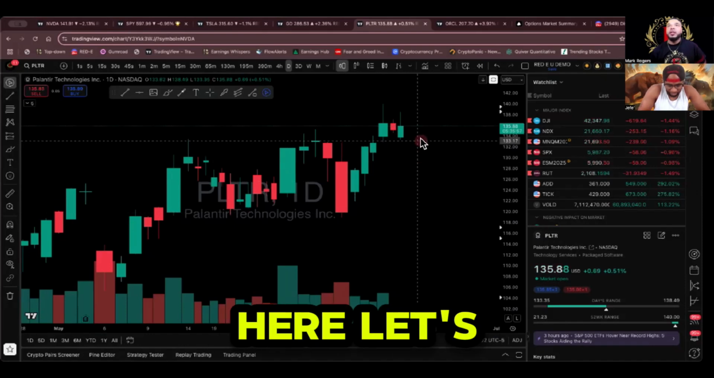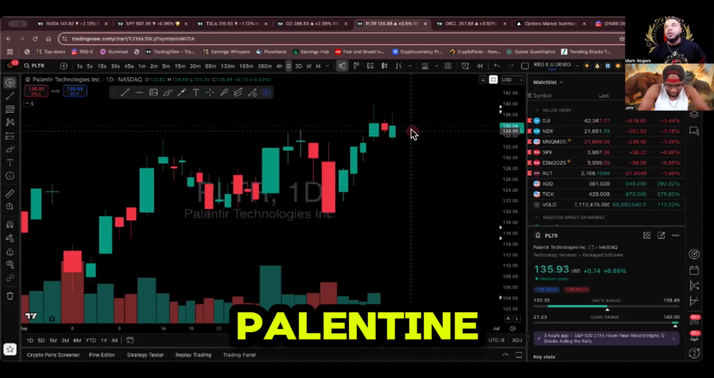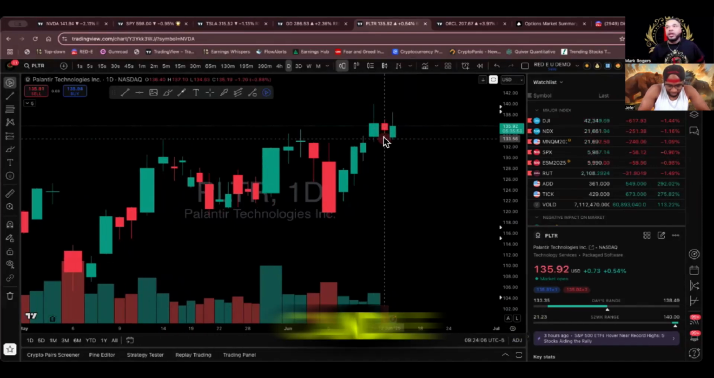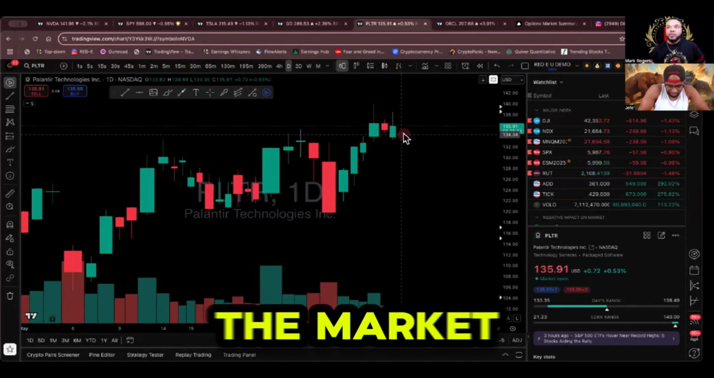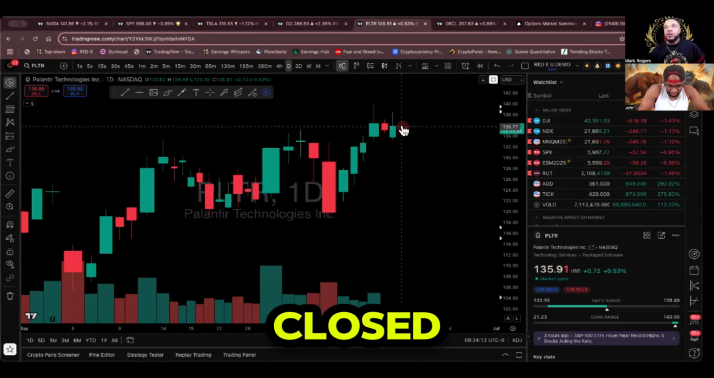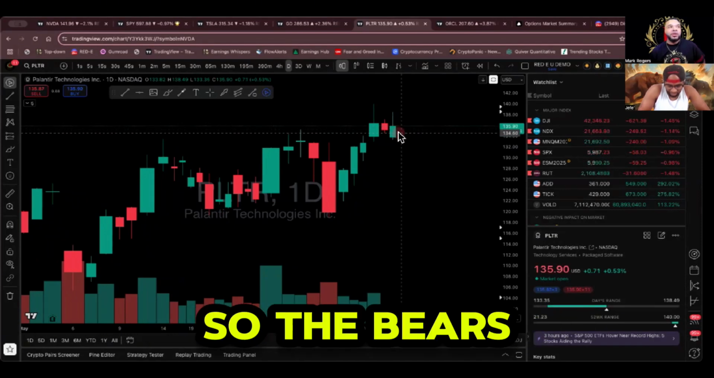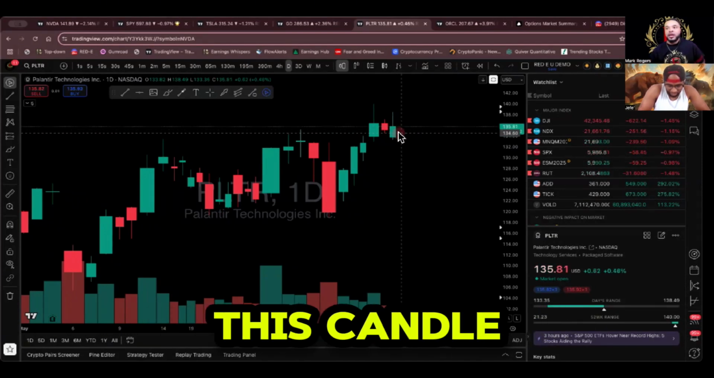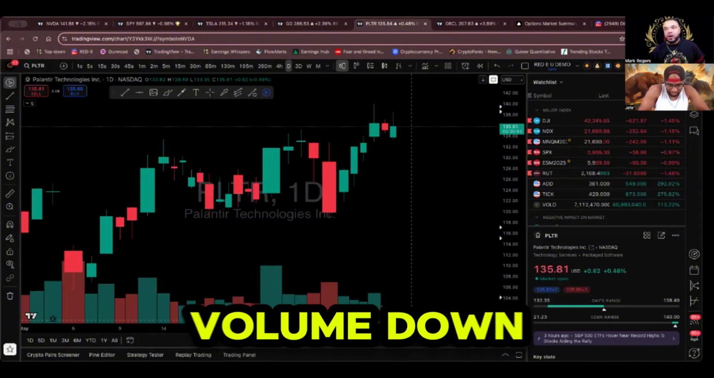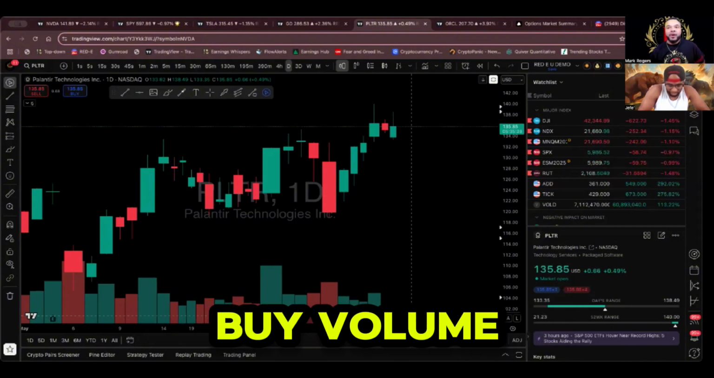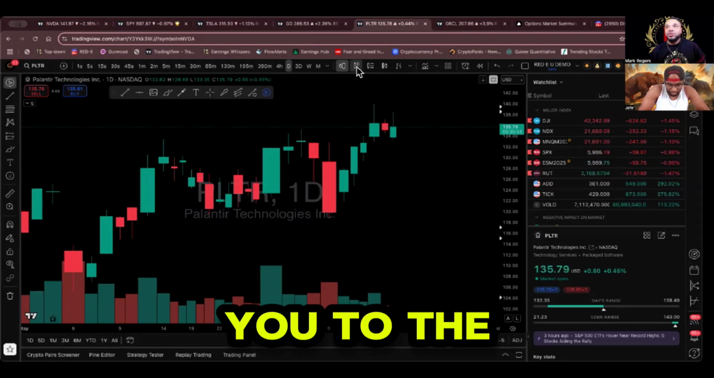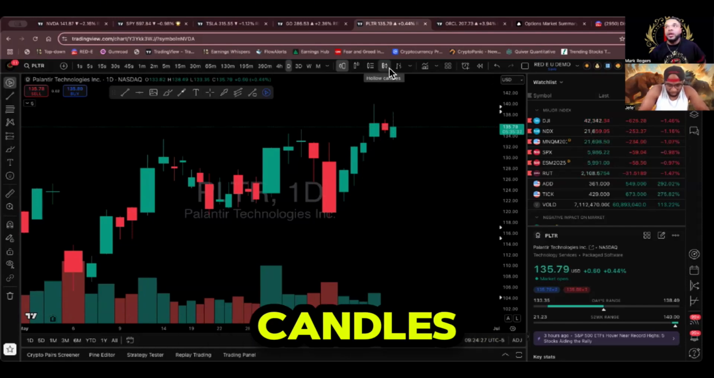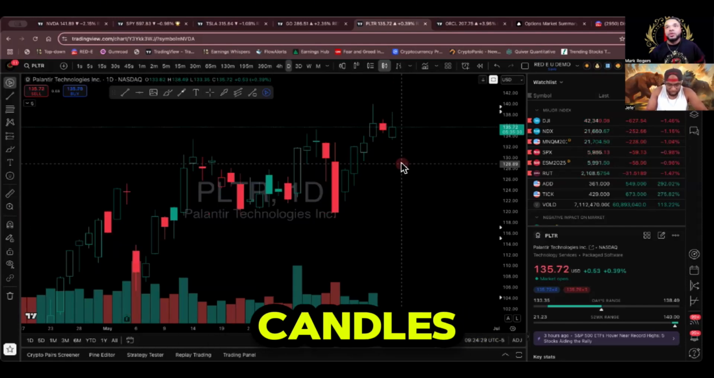All right. Here, let's look at today, Palantir. This is just the regular candle. Most of the candle, even though the market has not closed and this candle hasn't closed, is down at the bottom right now. So the bears are currently dominating this candle. Also confirming with the volume down here, we have low buy volume, which is why the candle's still green. But let me introduce you to the hollow candles.